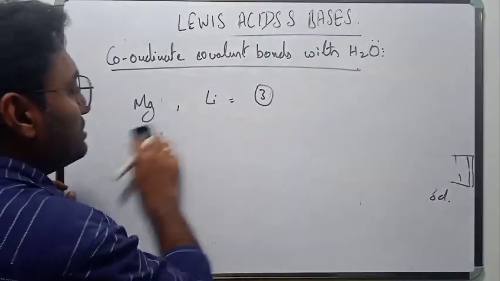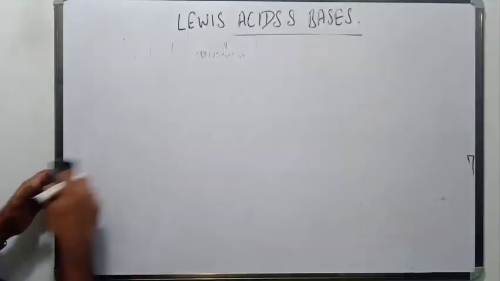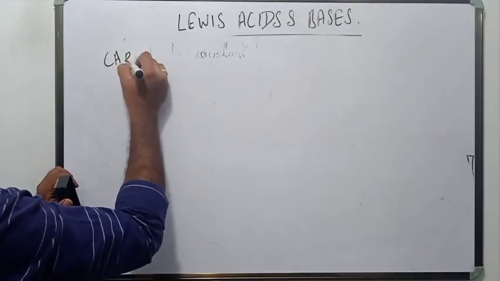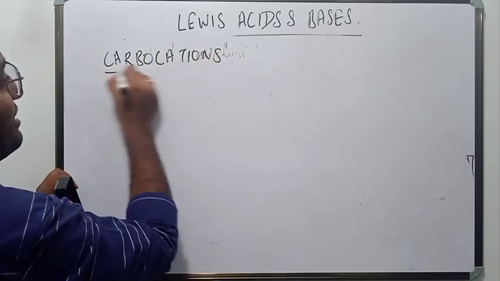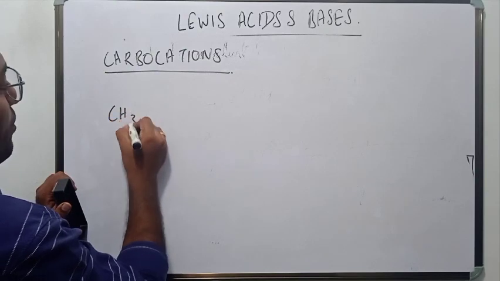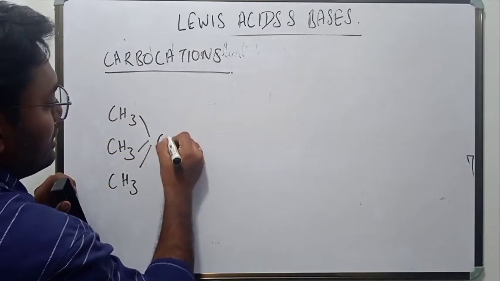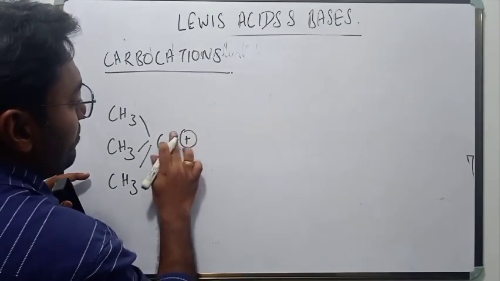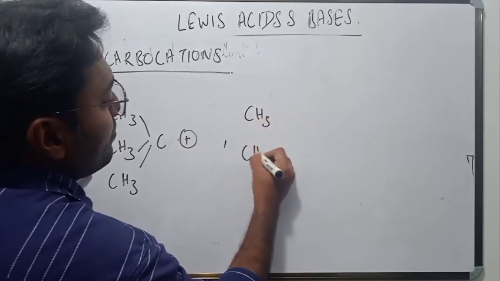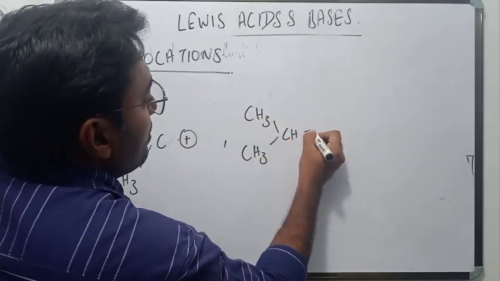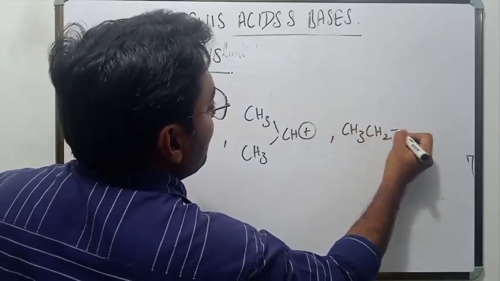Let us now see another example of Lewis acids: carbocations. We know three kinds of carbocation, right? What are they? Tertiary carbocation, secondary carbocation, primary carbocation, ethyl carbocation, and methyl carbocation.